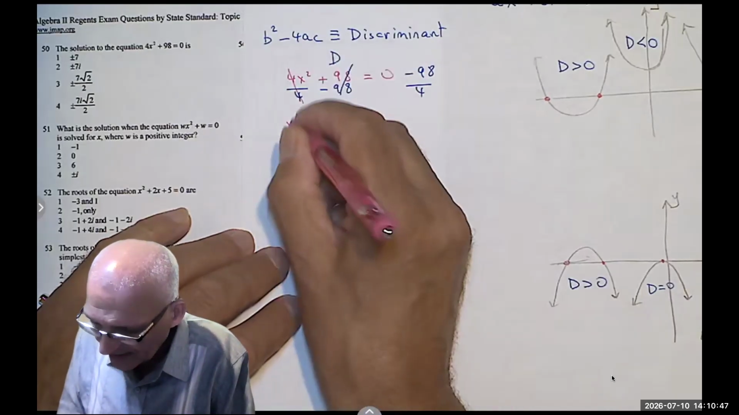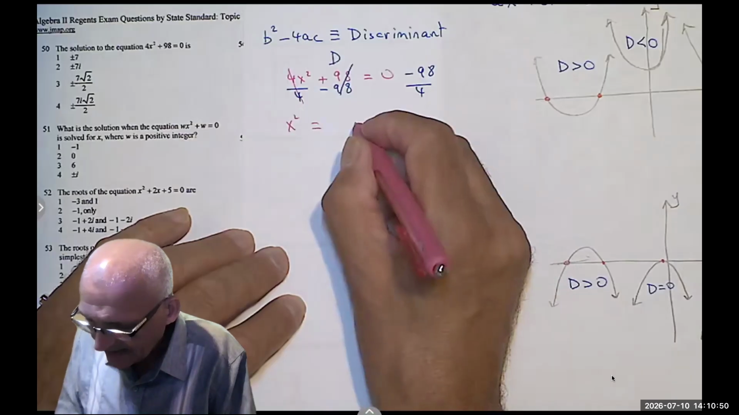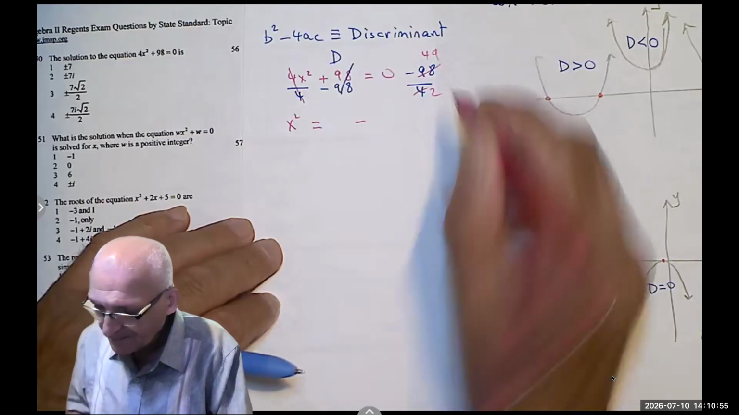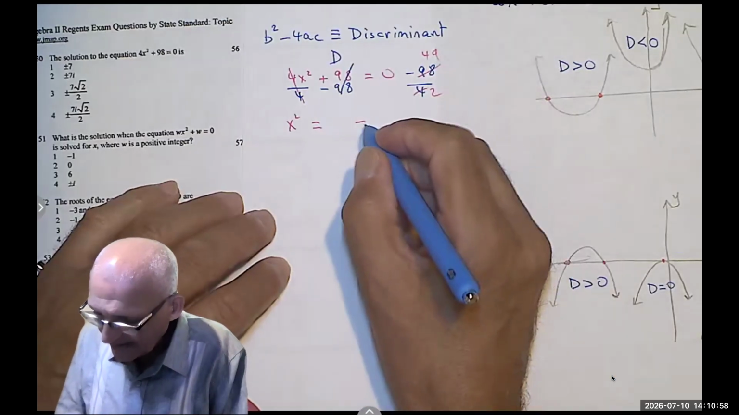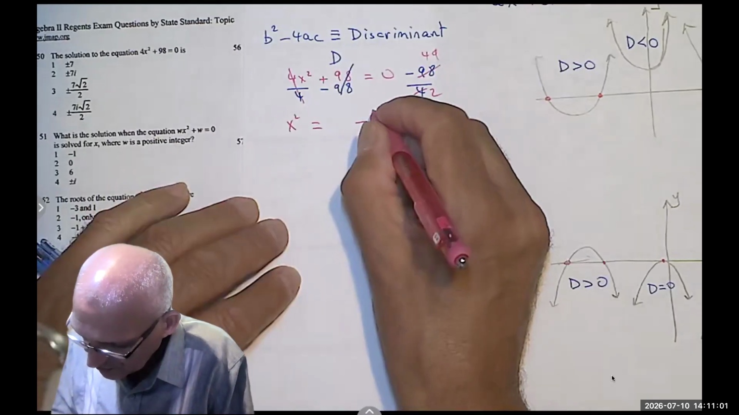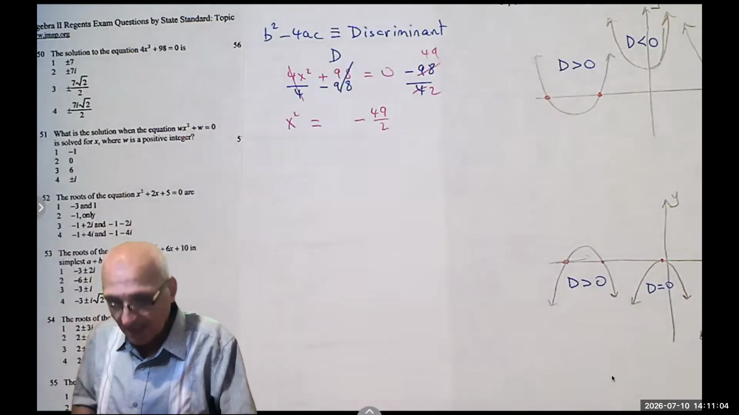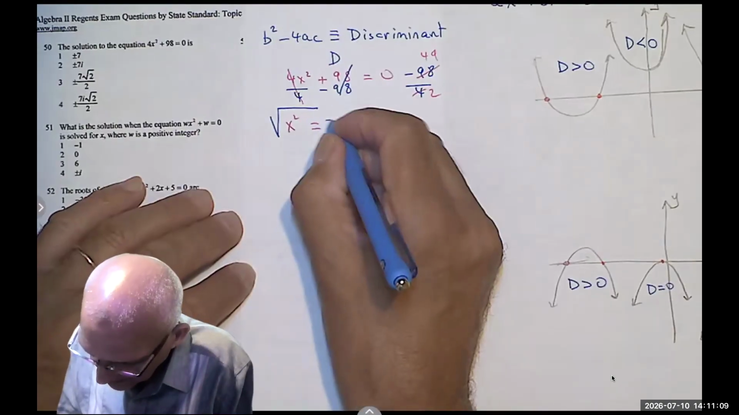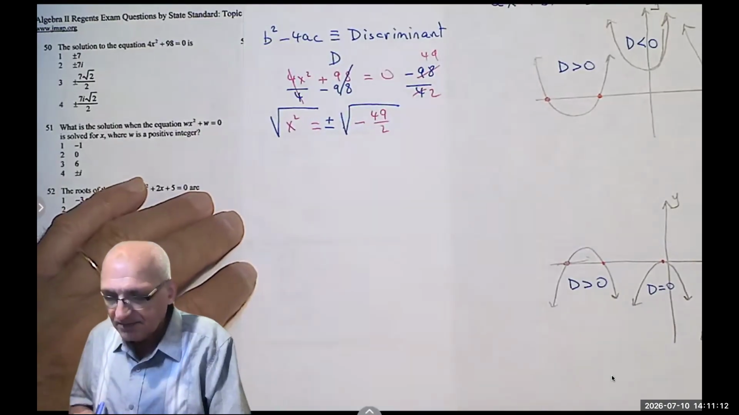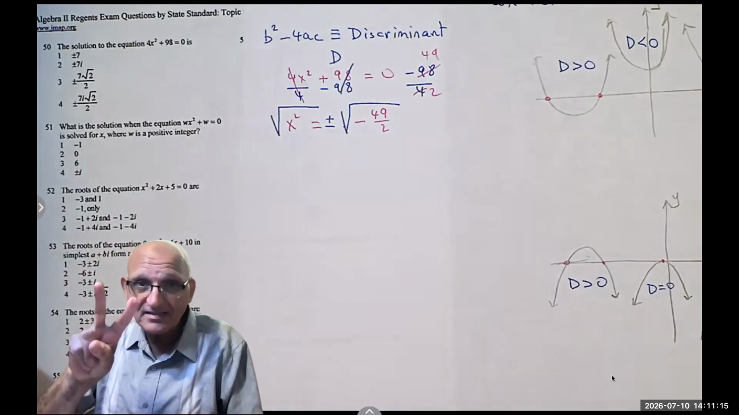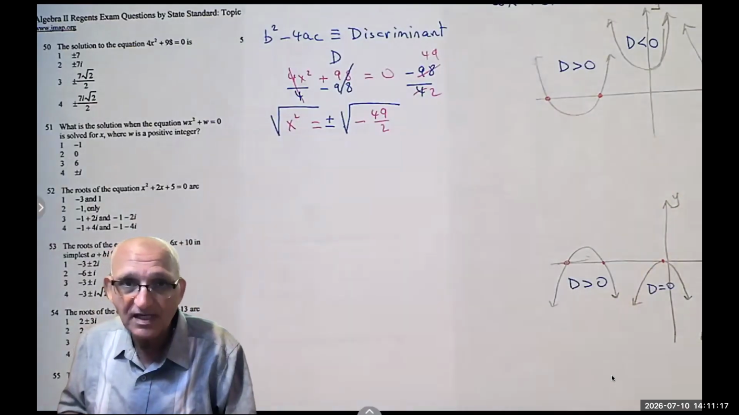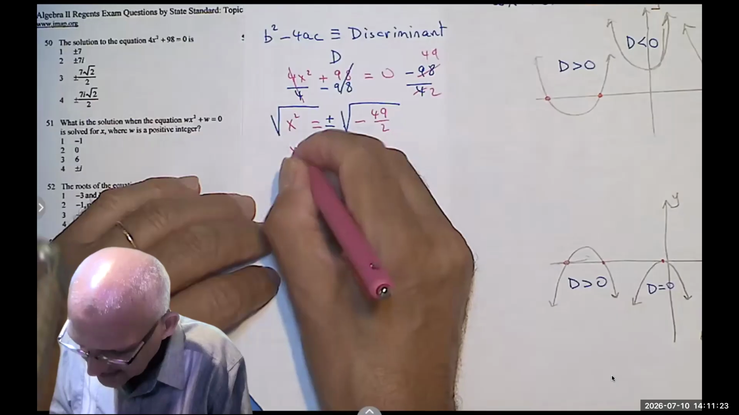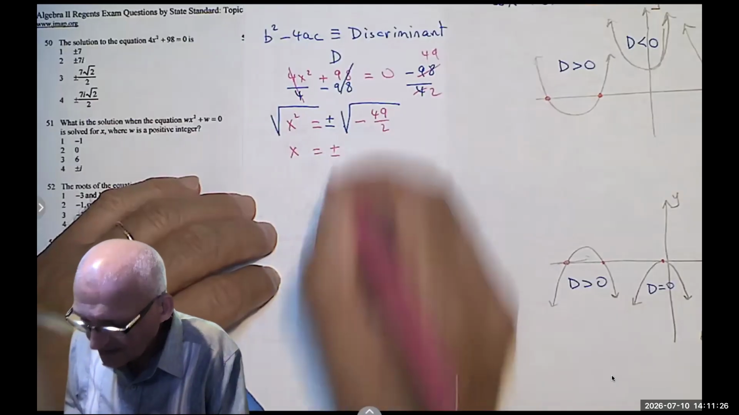So I get x squared equals negative, and of course I can simplify by 2 and by 2. So I get negative 42 halves. Then I'm going to take the square root of both sides, and always be careful. You have to say plus or minus, because if x squared, it means it has two answers. You cannot just say the square root of negative 49 over 2. Okay, left-hand side is x.